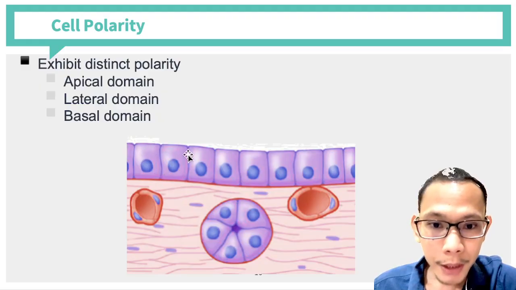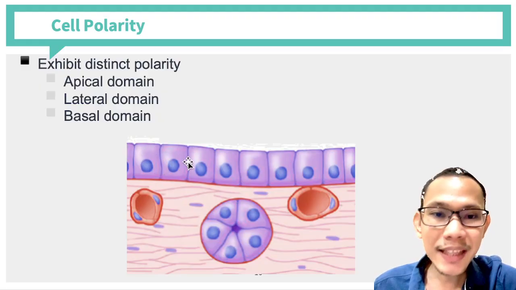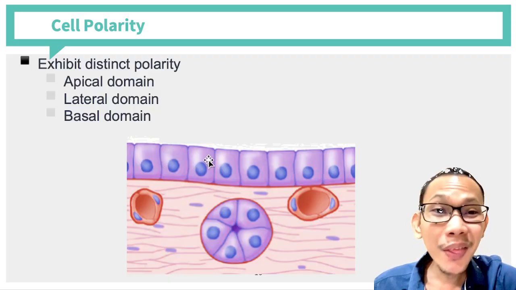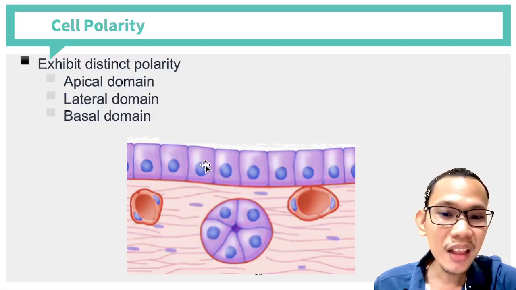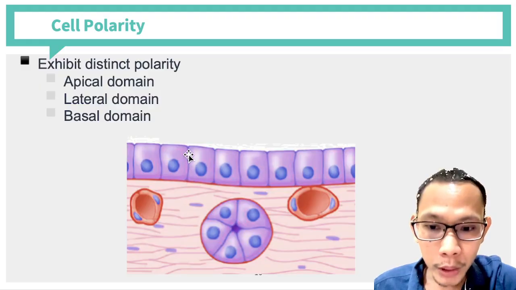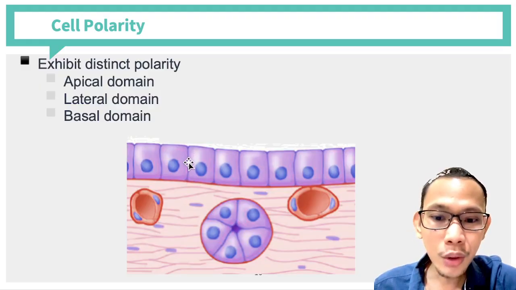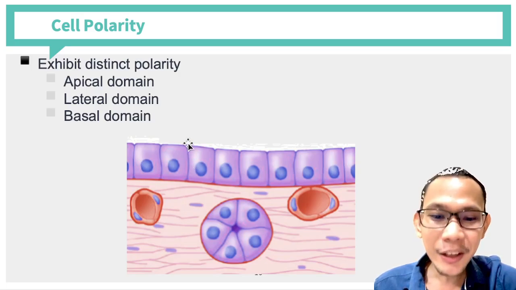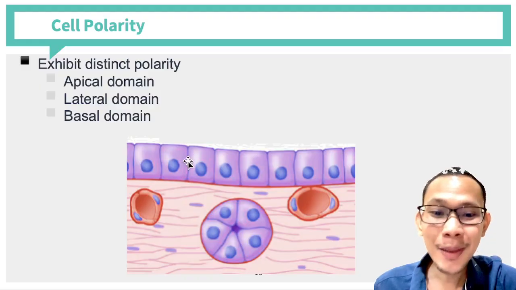The lateral domain, on the other hand, communicates with the adjacent cell. So again, this is one epithelial cell, and this is another epithelial cell. Therefore, this is your lateral domain, where your adjacent cell will communicate. And later on, we will discuss the different specialized attachment areas.